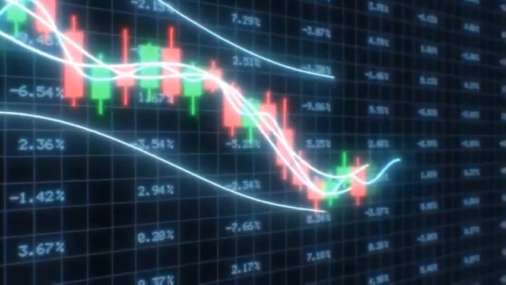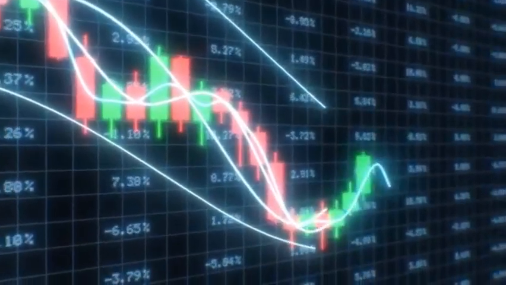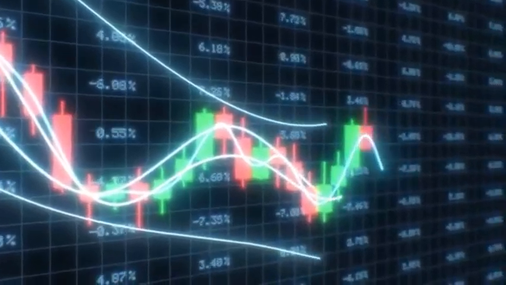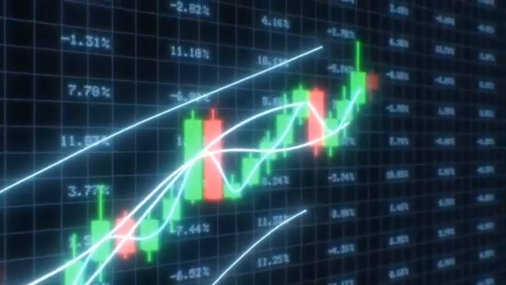Line charts are great for beginners who are just starting to get into technical analysis because they clearly show the overall market direction. If the line is sloping upward, the market is in an uptrend. If it's moving downward, it's a downtrend.